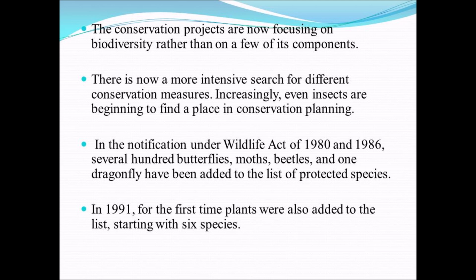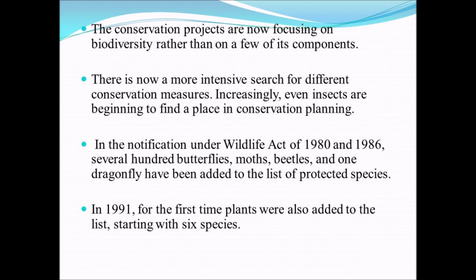So we might have seen that conservation projects include only animals of a few different species, but here it has extended and become more intensive. This is now a more intensive search for different conservation measures. You can see that even insects are beginning to find a place in conservation planning. So we have also found a place for conserving the insects.